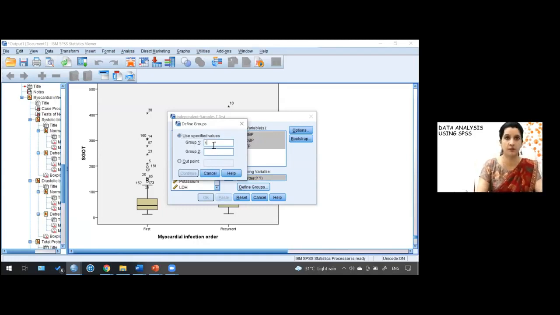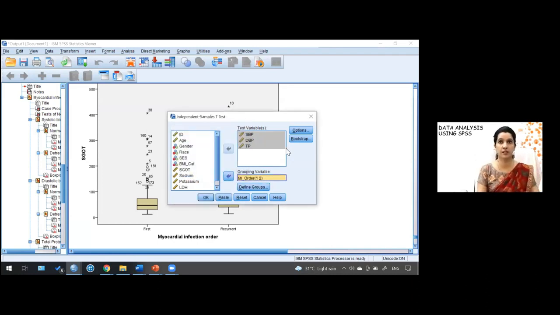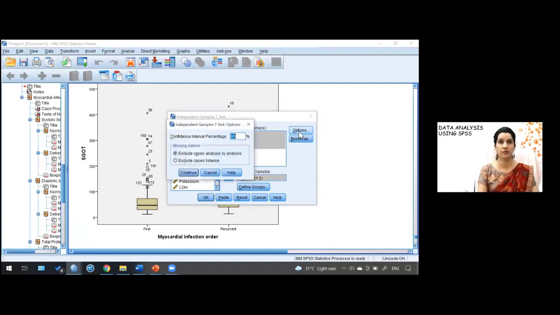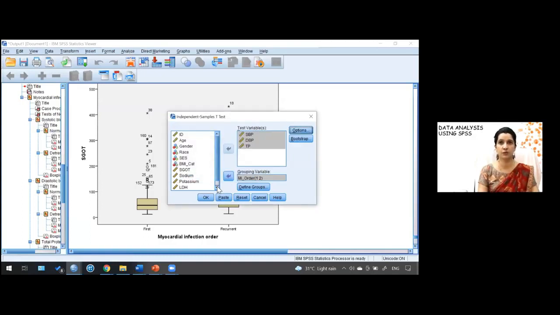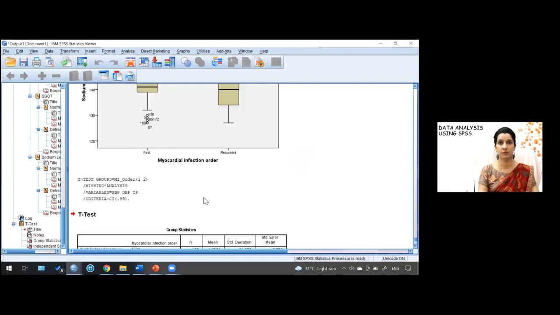So I have to write 1. Group 1 is 1 and group 2 is 2. So I may continue with this. In the options, we generally express confidence interval as a 95% confidence interval. Leave this as such, no need to do anything, and then press OK.